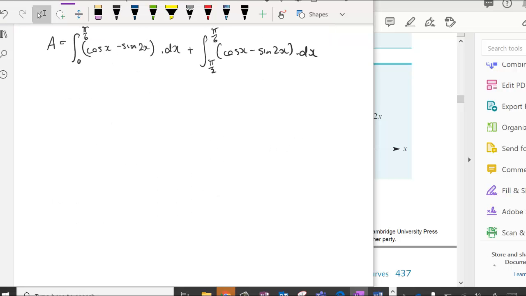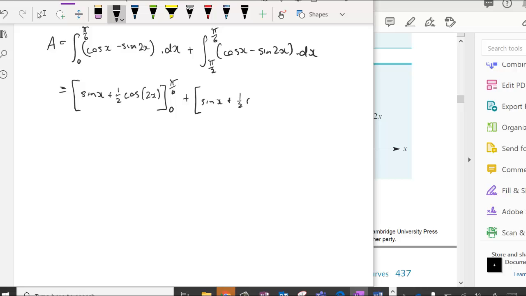Now all we have to do is calculate the integral. So integral of cos x is sine x. The integral of negative sine 2x is positive 1/2 cos 2x. And we're between pi on 6 and 0. And then we can add on the integral, sine x and 1/2 cos 2x, between pi on 6 and pi on 2.